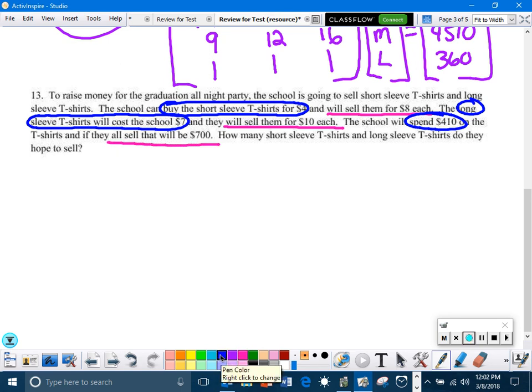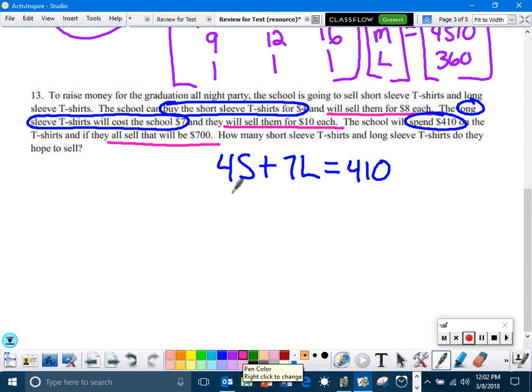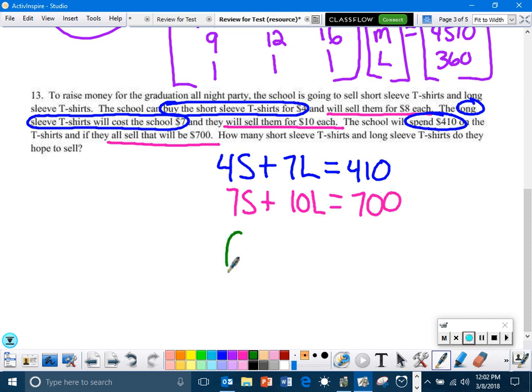All right, so first equation. So $4 for the small plus $7 for the large is going to equal 410. That's how much it costs the school to purchase it all. Then they're going to sell them. All right, so they're going to sell the small for 8 plus the large for 10, and then they got $700 from selling them. All right, matrix.